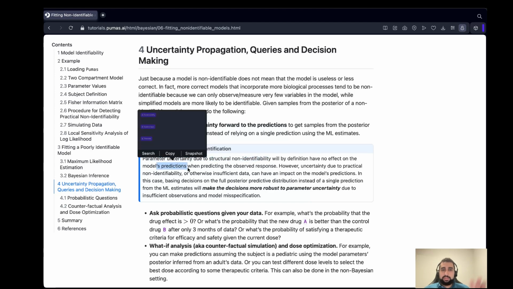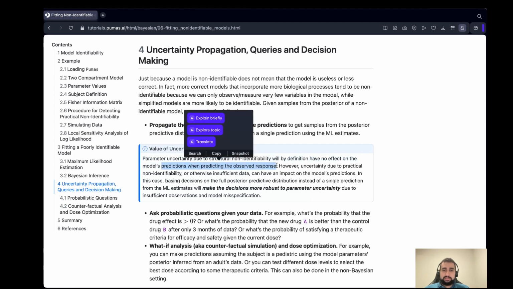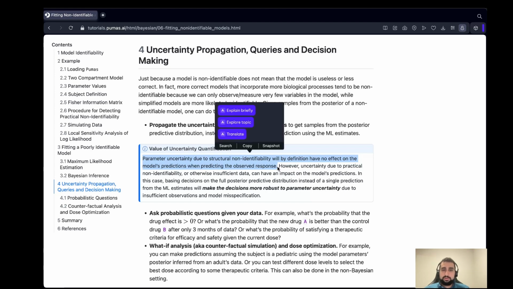And so if I try to propagate the uncertainty forward, and the uncertainty largely comes from structural identifiability issues, which is mostly what's happening in this case, then I should not expect to see a lot of changes in the predictions. In that sense, using the posterior does not help that much. If all you care about is predictions, using the posterior can help. It can make your predictions more robust to bad fits and bad estimates in maximum likelihood estimation. But the uncertainty in the prediction is going to be relatively small.